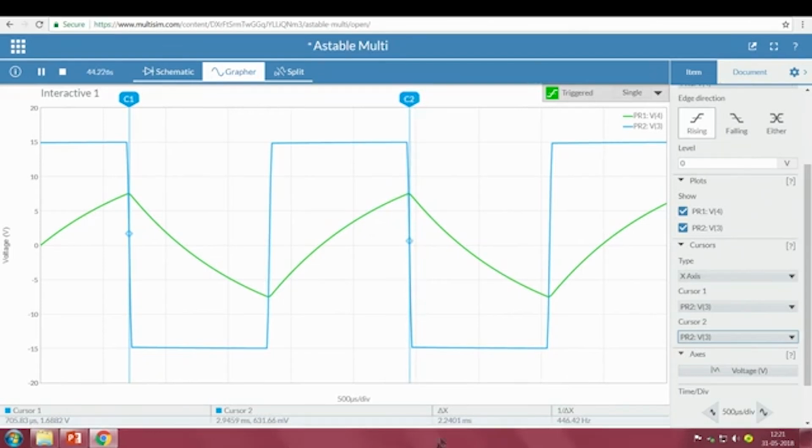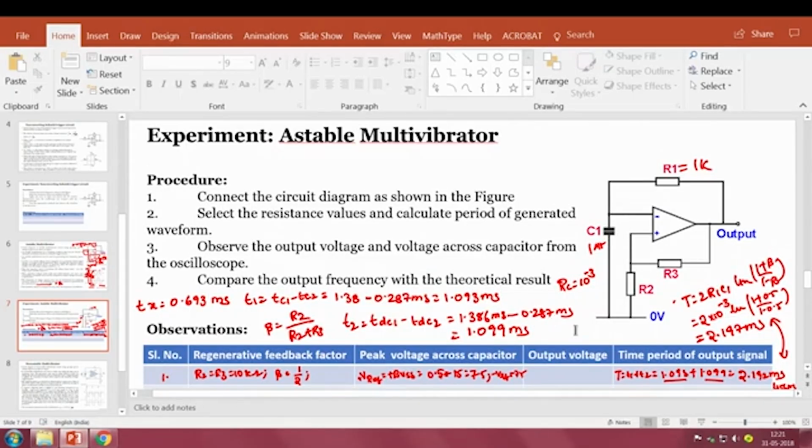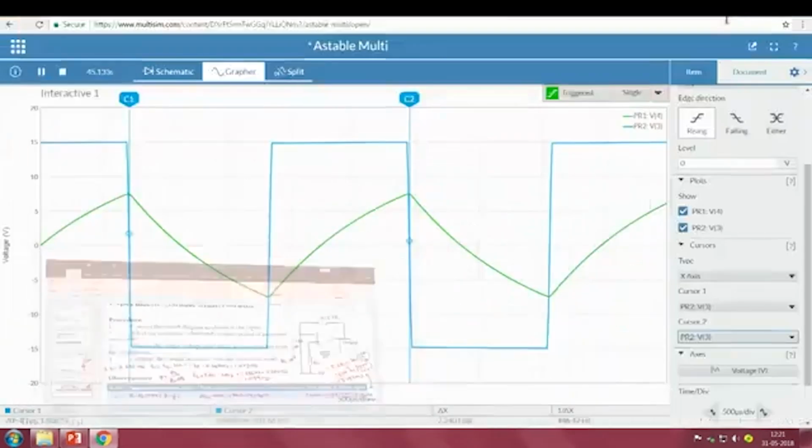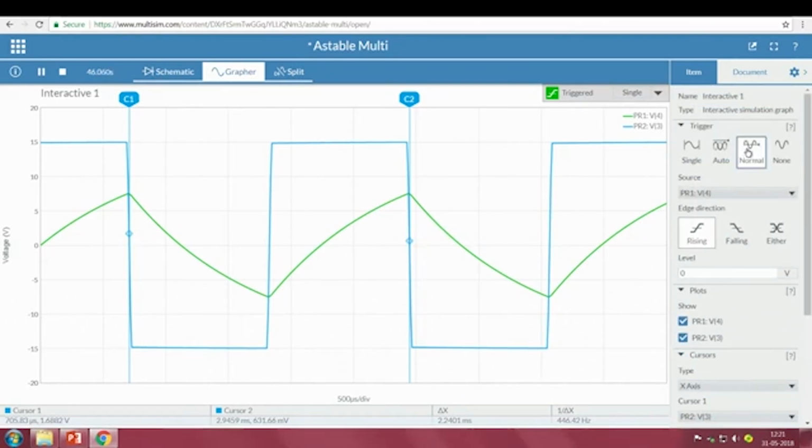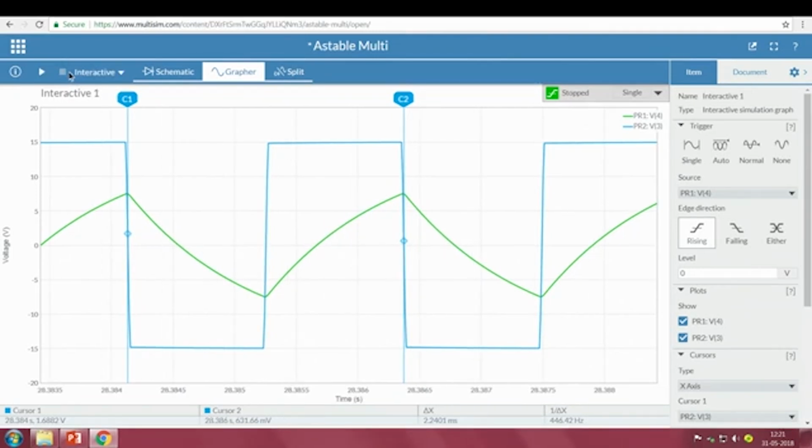Okay. So 2.241 milliseconds. What is the theoretical value we got? 2.192 milliseconds. The difference is because we have not exactly placed the cursors, right. So which means that our theoretical and our simulation results are almost the same. Now we will do the same thing using our board too, using our TI board. We will connect the same thing, and we will see whether we are getting the same responses in our board too, right.